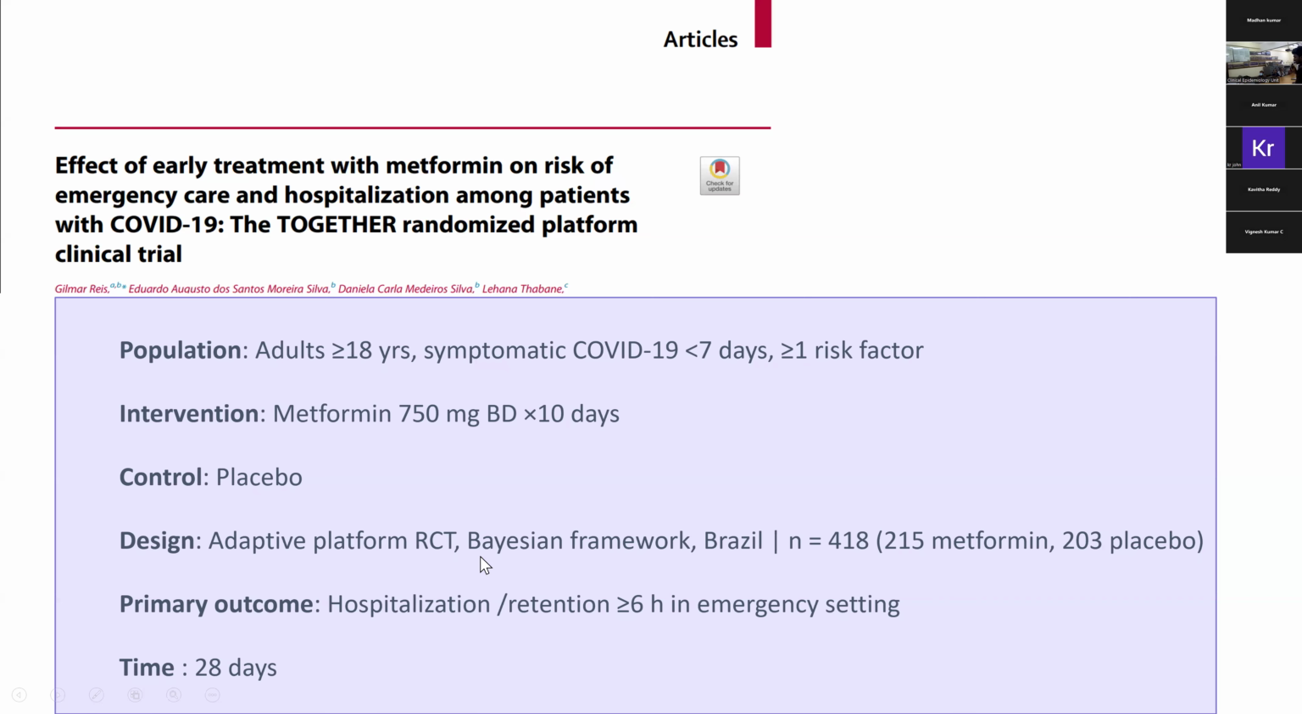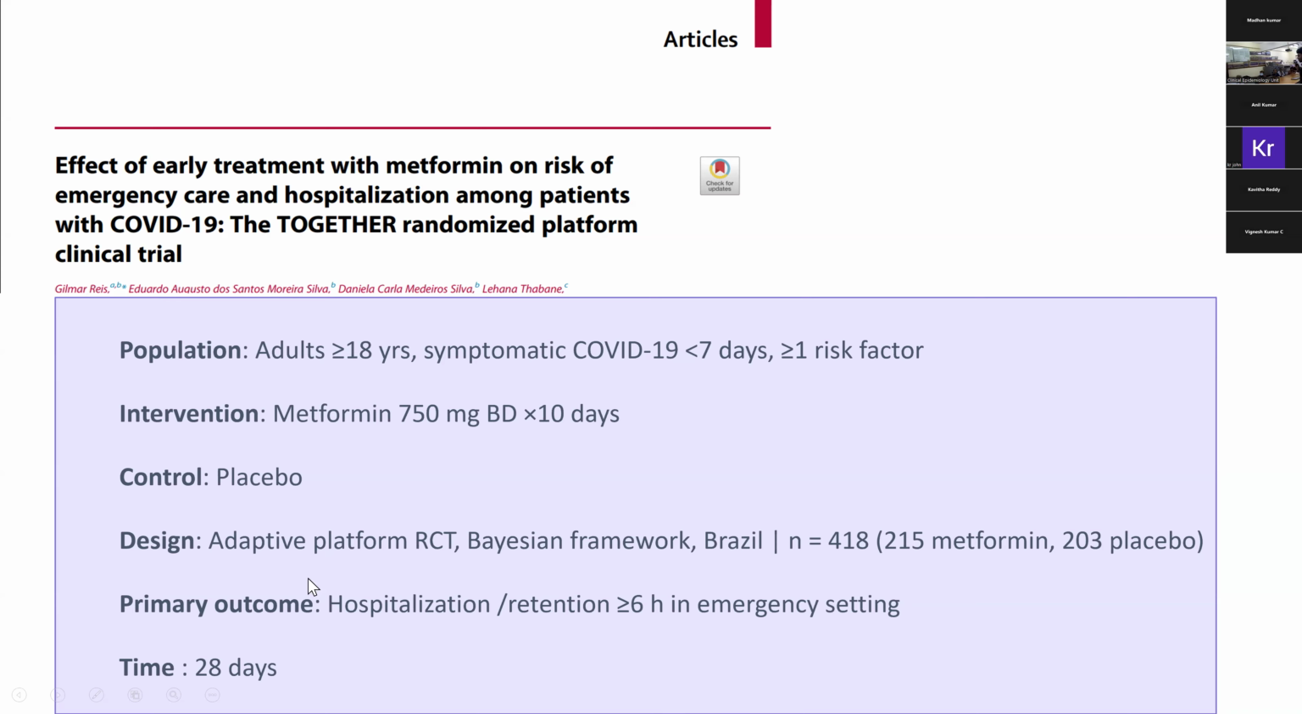The design of the study was an adaptive platform randomized controlled trial which used a Bayesian framework for reporting. And the study was done in Brazil. The total number of samples included in the study were 418. The primary outcome was subsequent hospitalization to a tertiary care center or retention in the emergency setting for more than 6 hours. And the follow-up duration was 28 days for each patient.